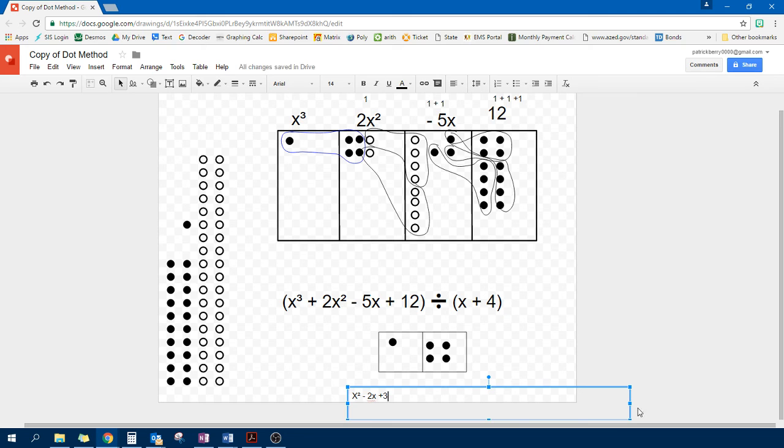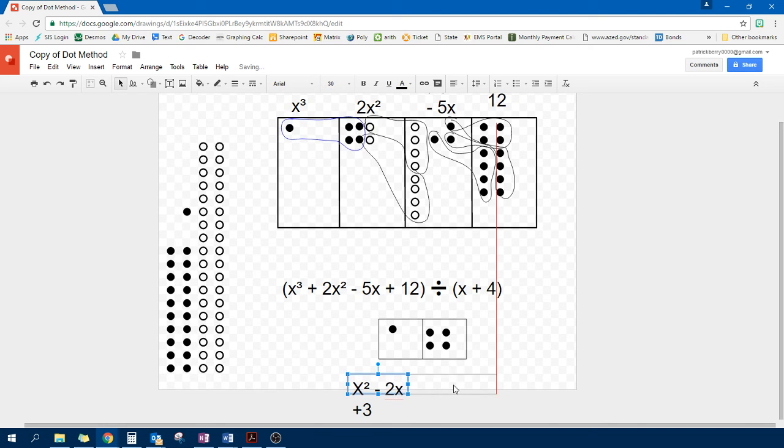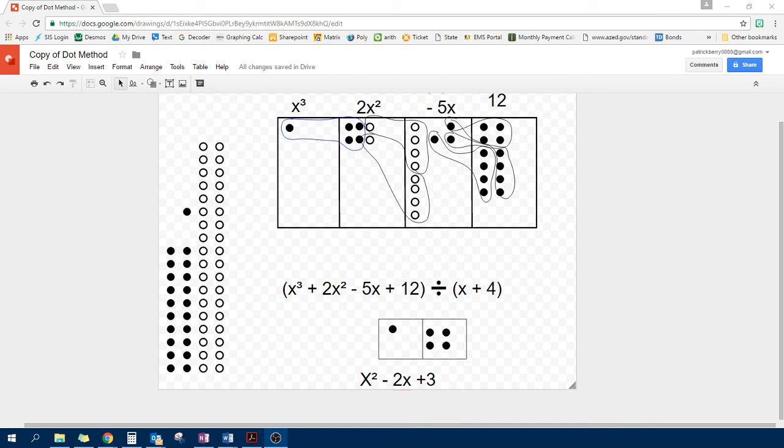So the quotient of what we did, x cubed plus 2x squared minus 5x plus 12 divided by x plus 4, is really x squared minus 2x plus 3. If you want to work backwards and multiply it out, you're more than welcome to, but you should get the same answer. And that is the final answer right there. Alright, if you have any questions, do not hesitate to reach out to me.